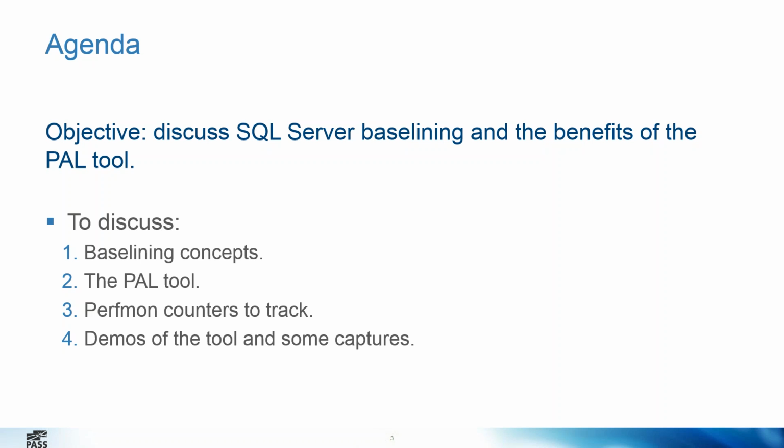So we're going to talk about some basic baselining concepts. We're going to talk about PAL. We're going to talk a little bit about my fundamental preferred Perfmon counters that I use when I'm baselining a system or troubleshooting an issue. We're going to talk a little bit about more specific types of counters that we could track for different types of SQL Server issues. And of course, we're going to do some demos.